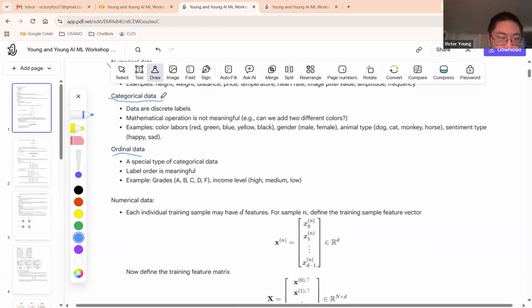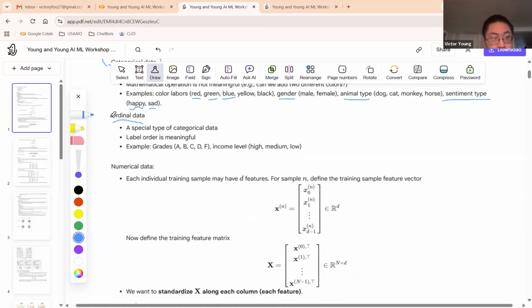However, for categorical, the mathematical operations are not really meaningful. For example, red, green, and blue. Can you say red is 1, green is 2, blue is 3? Not really, because can you do red plus blue? That does not really make sense. Same thing for gender, for animal type, for sentiment, like happy and sad. These are not numbers, these are categorical data.